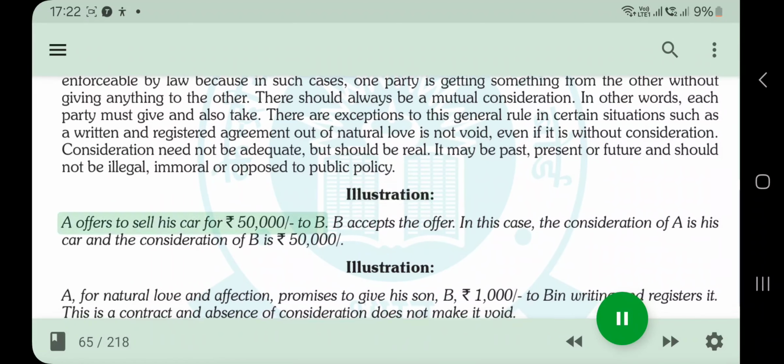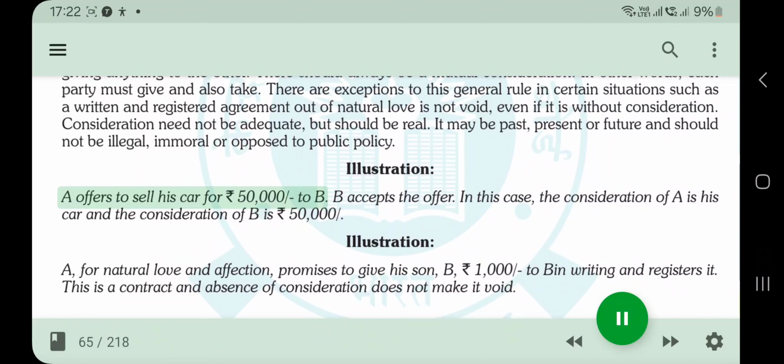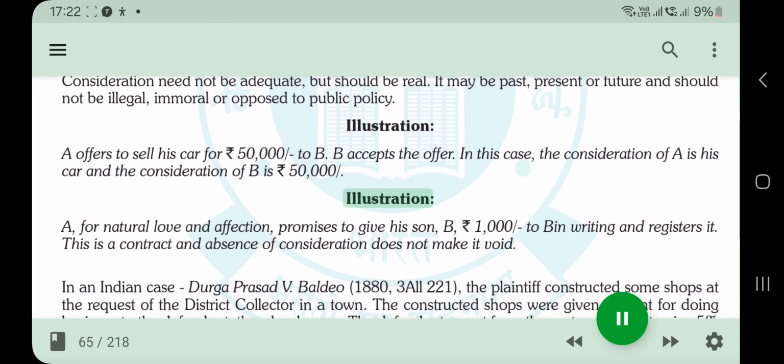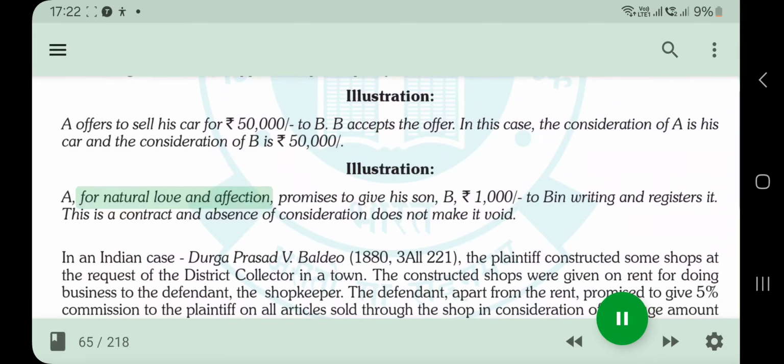Illustration. A offers to sell his car for $50,000 to B. B accepts the offer. In this case, the consideration of A is his car and the consideration of B is $50,000. Illustration. A, for natural love and affection, promises to give his son, B, $1,000 in writing and registers it.